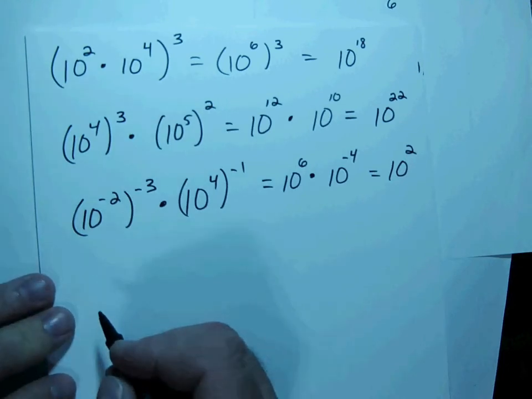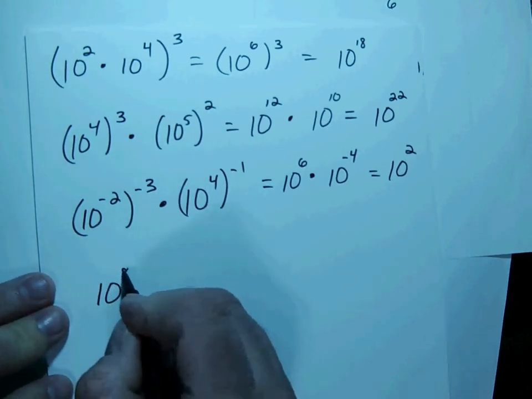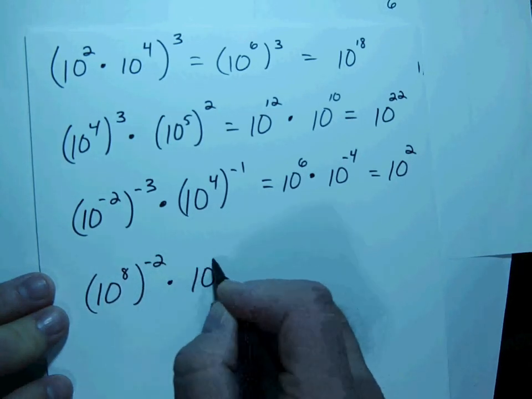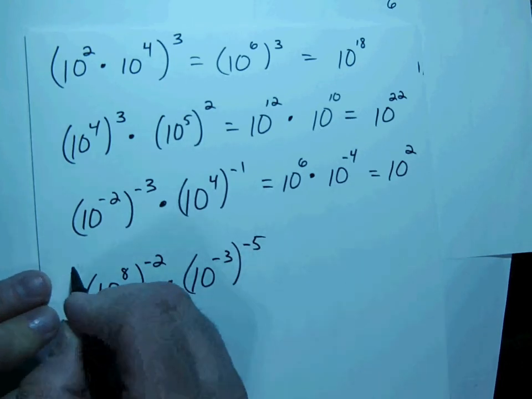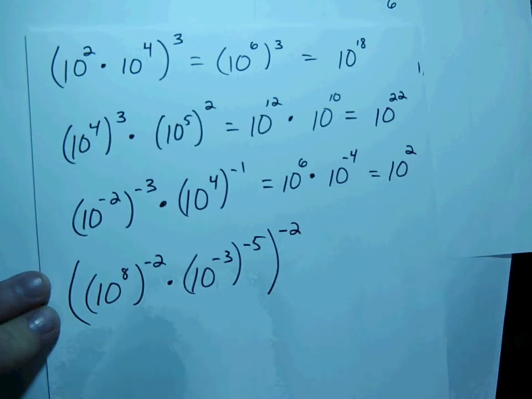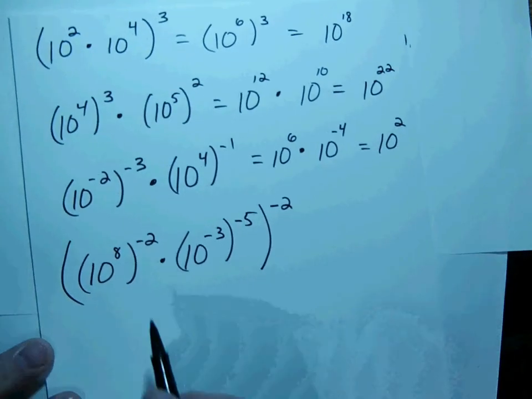Let's really trick this one up. Let's do 10 to the 8th raised to the negative 2 times 10 to the negative 3rd raised to the negative 5th. And now let's put an outer exponent around all of that of negative 2. Okay? This is more messy than I'm sure anything in the book, but we can do it. I know we can. Let's see.